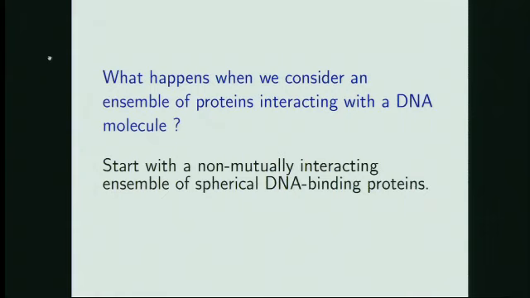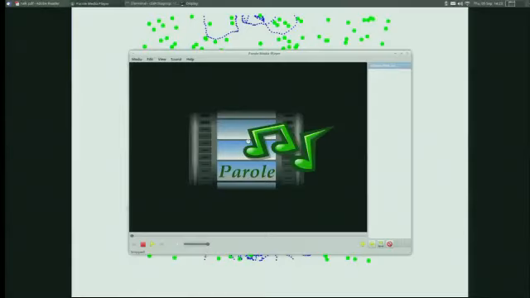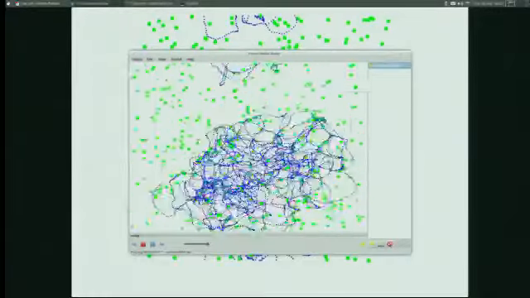Okay, so then we wanted to ask the question, what happens if we consider a large number of these proteins interacting with a long DNA molecule? So we started with these non-mutually interacting spherical proteins, and the easiest way of describing what happened is just to show you a video. This is a little video of a simulation. It's a 2D projection of a 3D system. The blue here is this DNA molecule, and the green are the proteins, which like to stick to the DNA, but there's no interaction between the proteins.